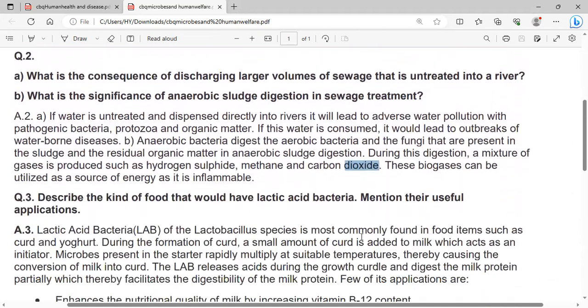What is the consequence of discharging a larger volume of untreated sewage into a river? And what is the sequence of anaerobic sludge digestion in sewage treatment?